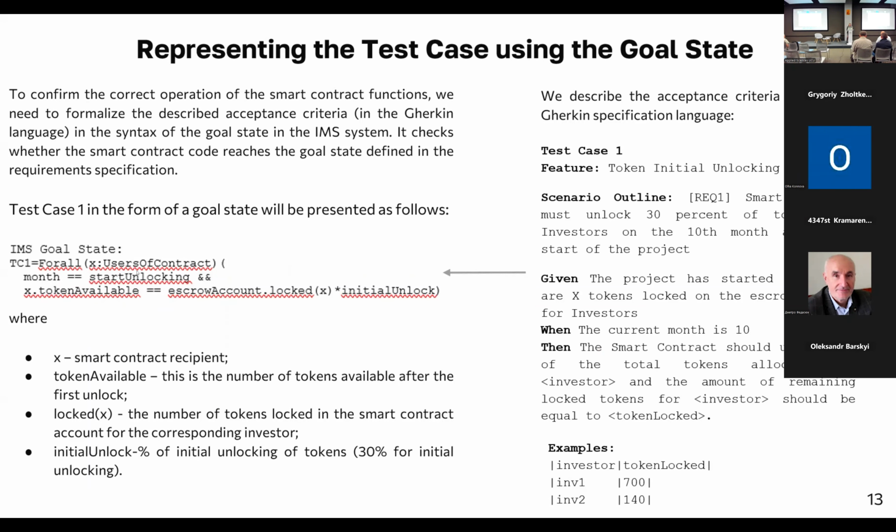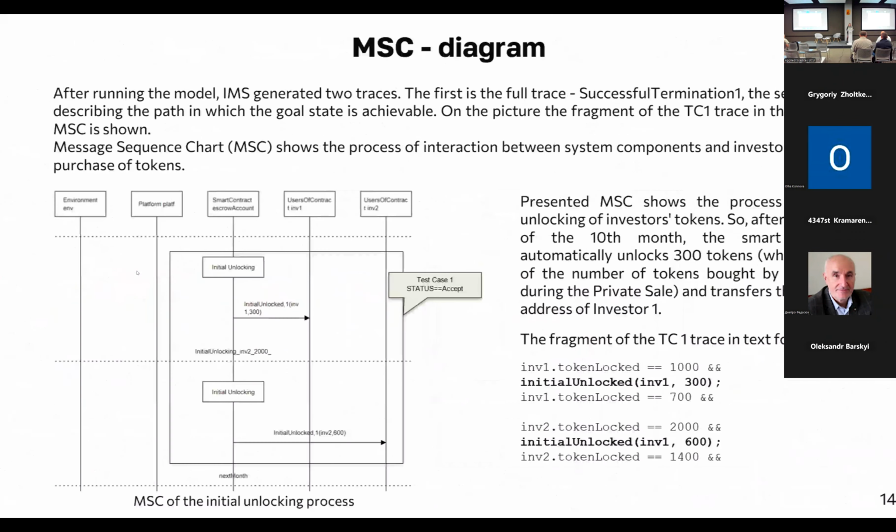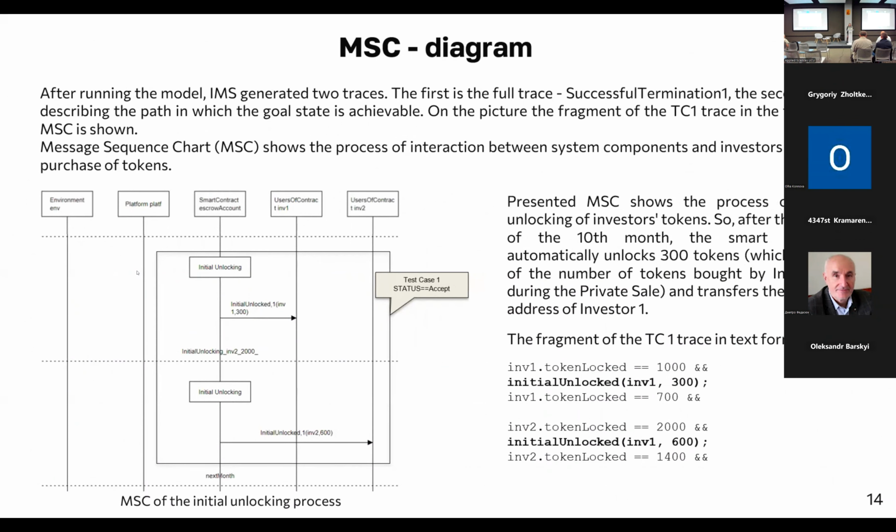And on this slide, we can see the test case 1 presented in the form of goal state in the IMS system. After running the model, IMS generated two traces. The first one is full trace, successful termination, and the second one describes the path in which the goal state is achievable. On this picture, the fragment of this trace in the form of MSC diagram is shown. Message sequence charts show the process of interaction between system components and investors during the purchase of tokens.